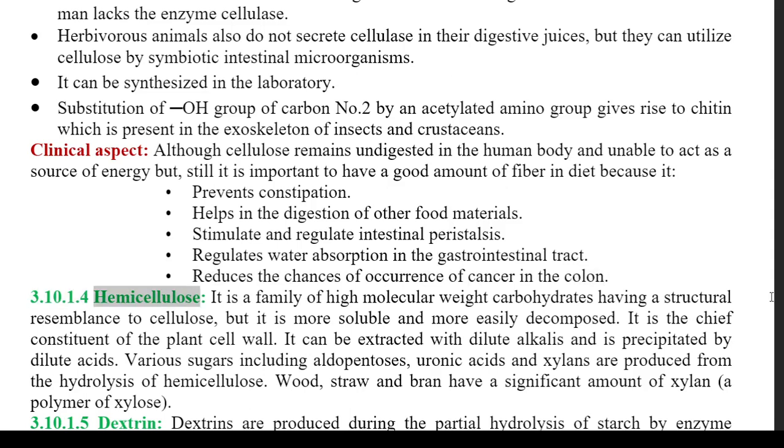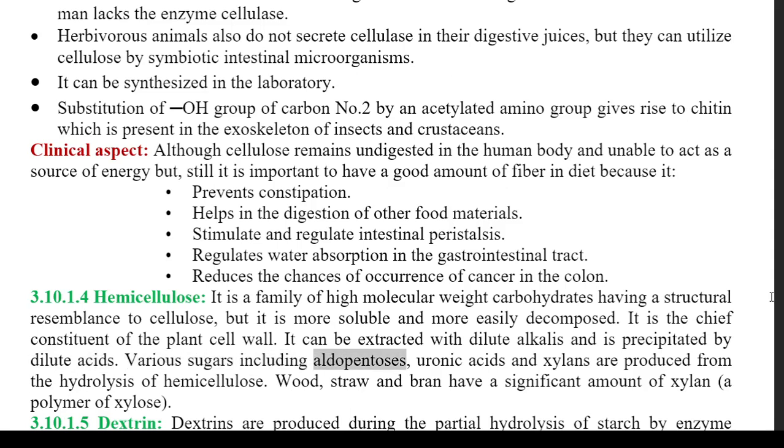3.10.1.4 Hemicellulose. It is a family of high molecular weight carbohydrates having a structural resemblance to cellulose, but it is more soluble and more easily decomposed. It is the chief constituent of the plant cell wall. It can be extracted with dilute alkalis and is precipitated by dilute acids.